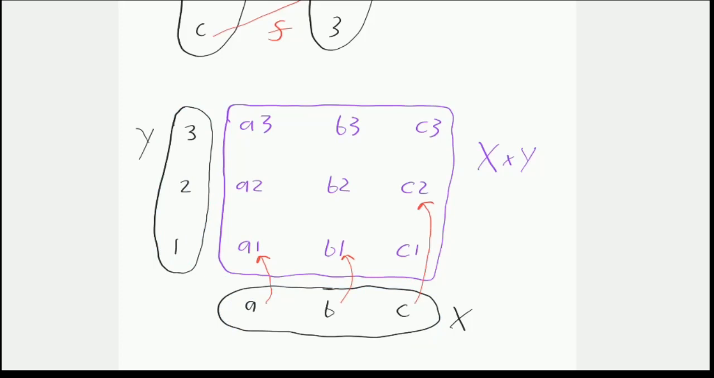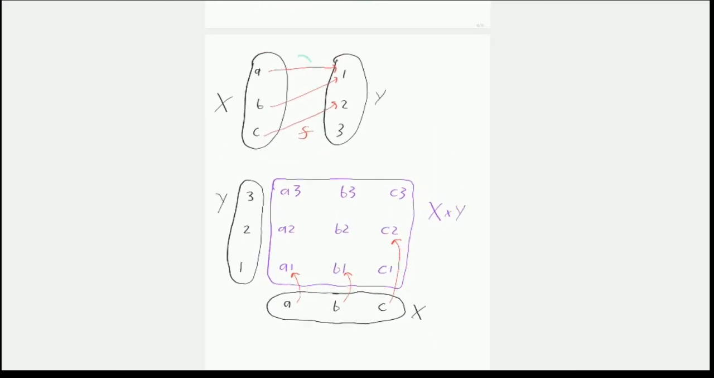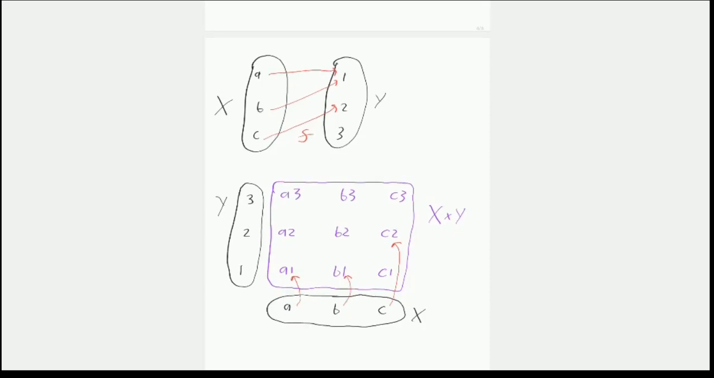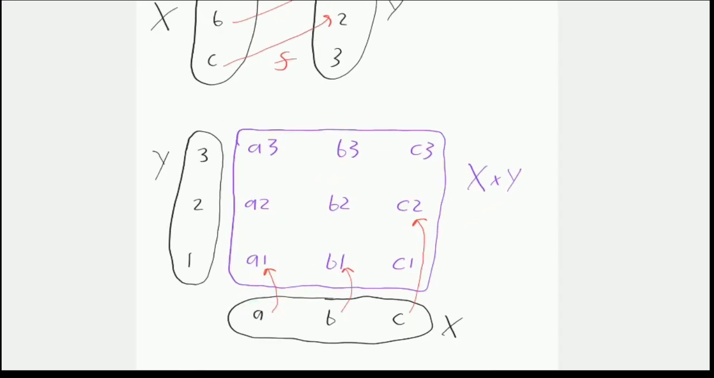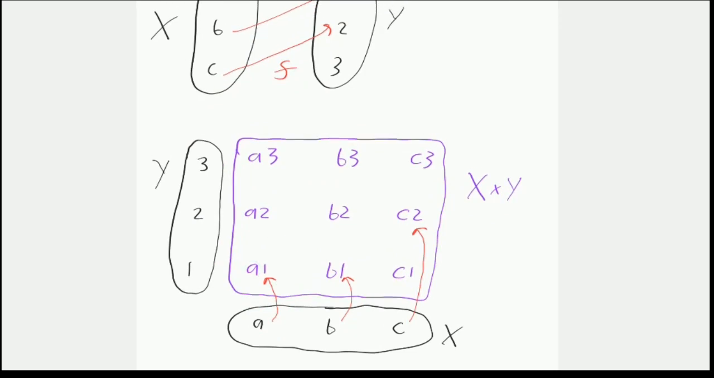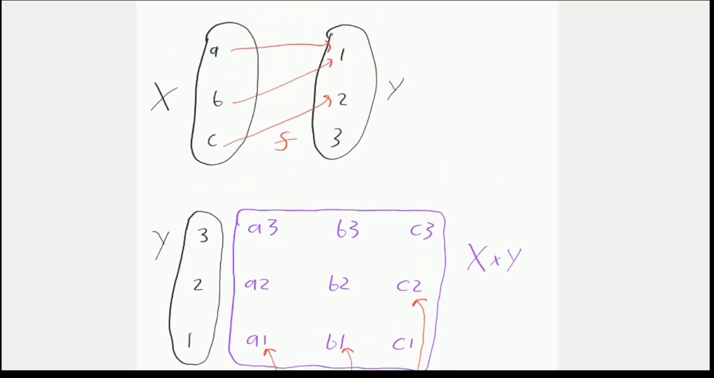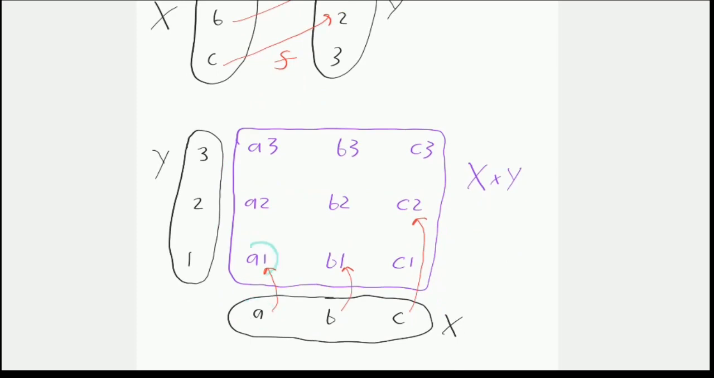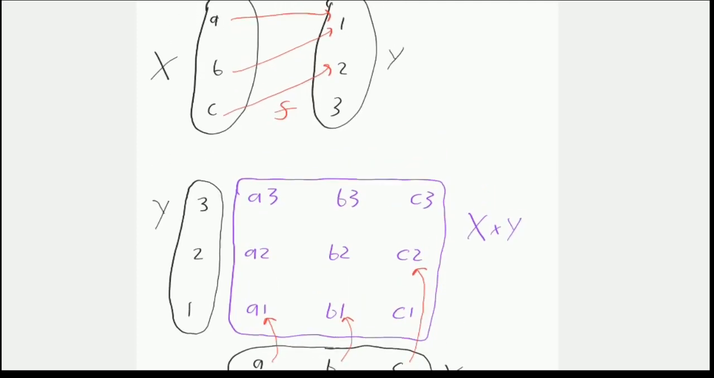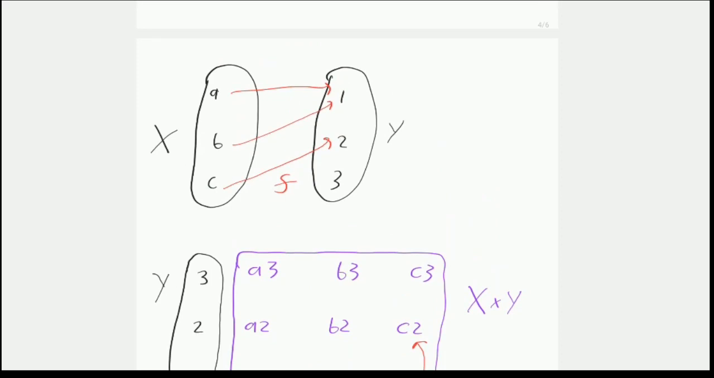And now what we can do is represent our function f as a function from x to x times y. All we do is, if we have an element of x, let's say A, then it gets sent to the pair whose first entry is A, and whose second entry is where A got mapped by f. So A gets mapped to 1, and so A is sent to A1, and B gets sent to B1, and C gets sent to C2, because if we look at our original function, f sends C to 2.